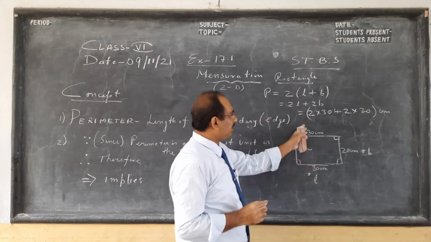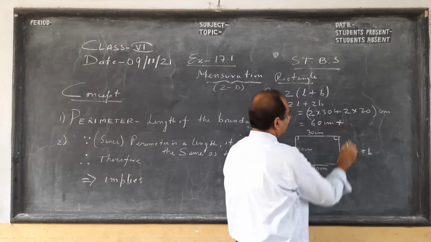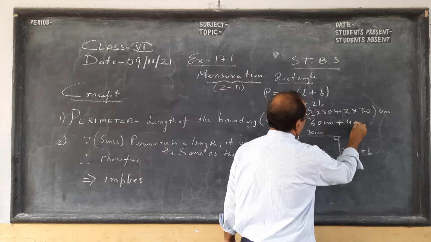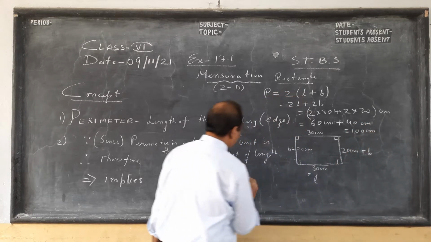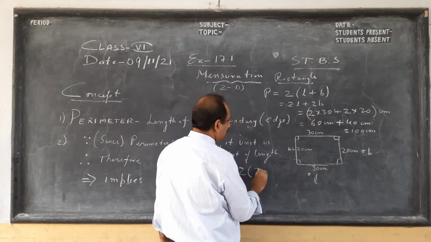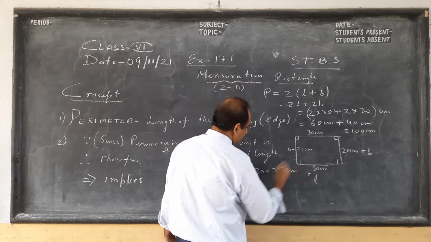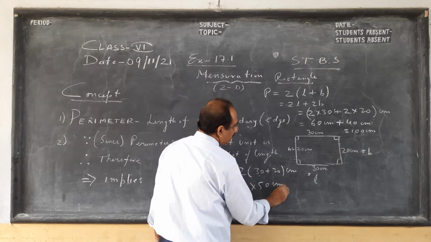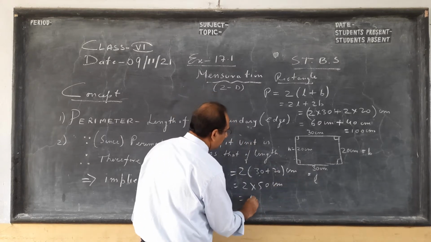See with common sense, 30, 30, 60. Okay, 2 length. And 20, 20, 40. So if you add, we get 100 centimeter. And if you use the formula directly, 2 length, we take common. Here we have opened the bracket, twice 30 plus 20. So we add them, 20 plus 30 is 50 centimeter. Same, it's a length. Perimeter is the length of the boundary or the edge. So we get 100 centimeter.